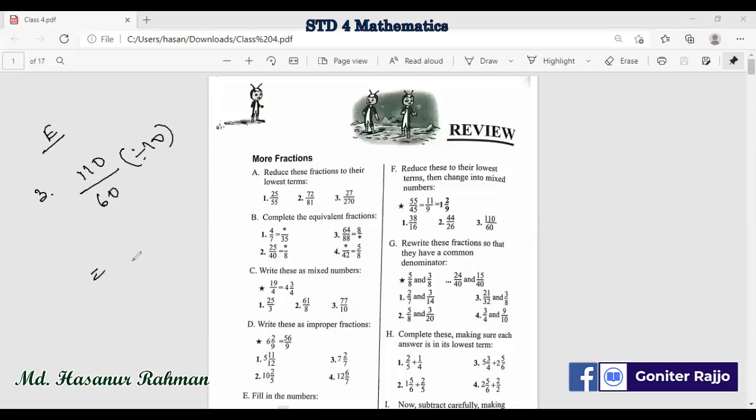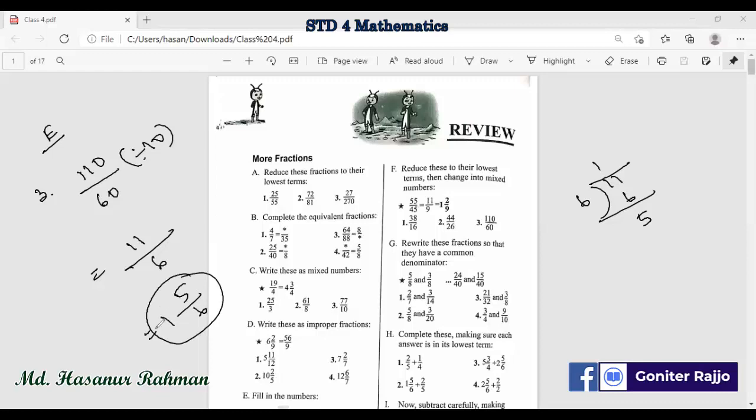So 110 divided by 10, that is 11. 60 divided by 10, that is 6. Now we can convert this 11 by 6 as a mixed number. 6 ones are 6. So what will be left? 5. So 1 whole 5 by 6 will be our final answer.